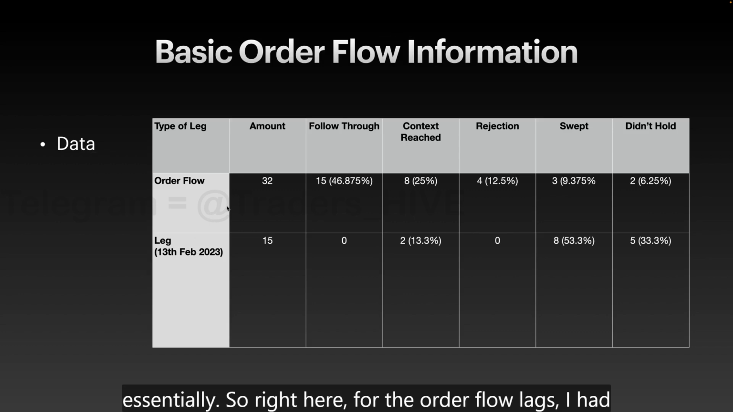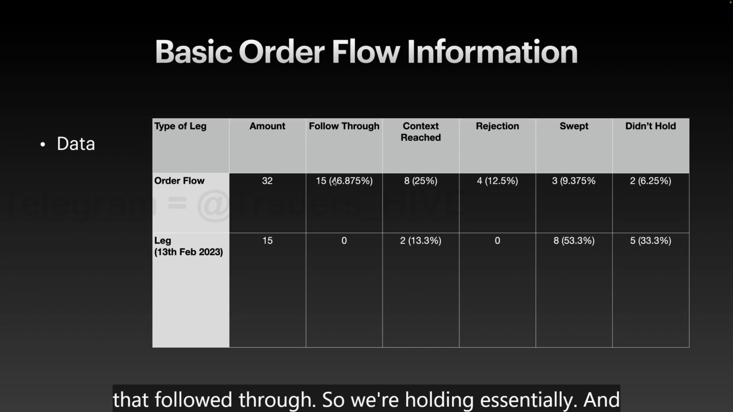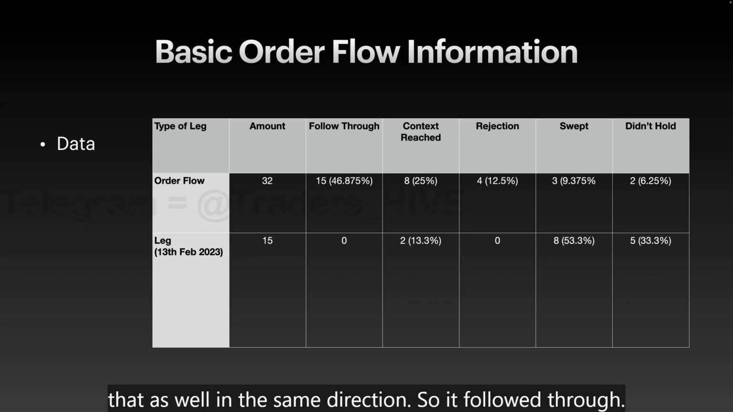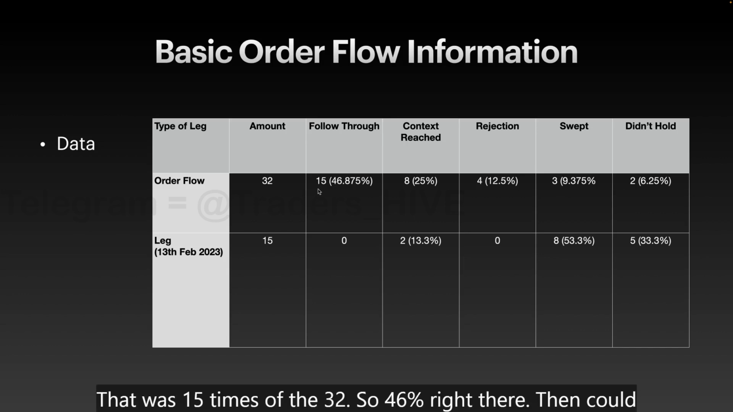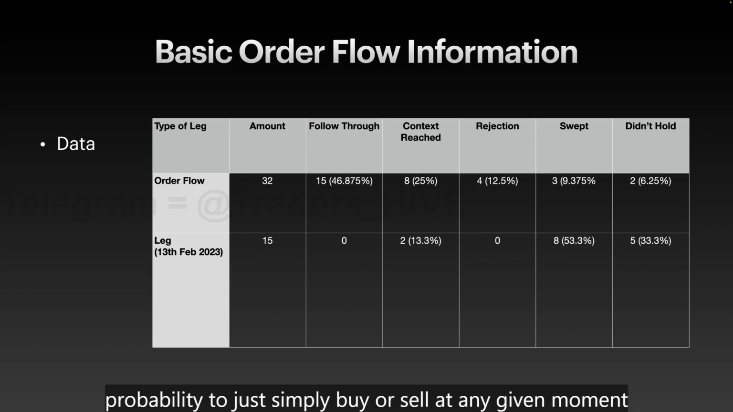So right here, for the order flow lags, I had looked at 32 order flow lags in total. Of those 32 order flow lags, there were 15 that followed through. So we're holding, essentially. And what I mean with that again is that the order flow lag was retraced back into, and we create a new order flow lag from that as well in the same direction. So it followed through. That was 15 times of the 32. So 46% right there.